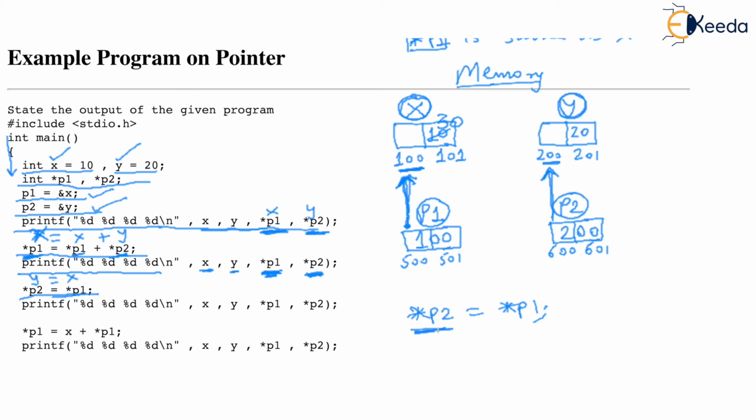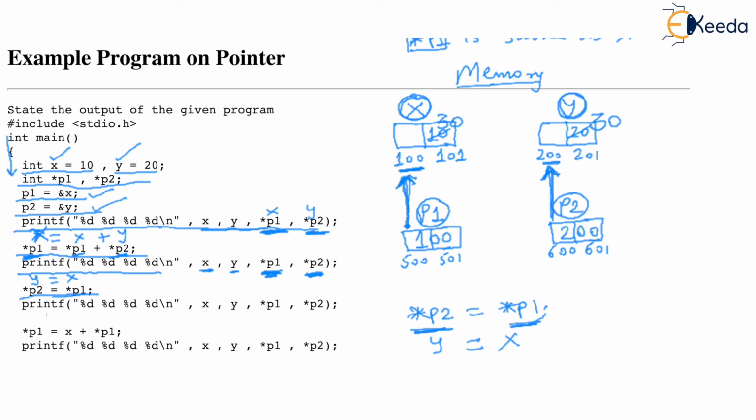The value to which p2 points, whose value is this? y, should become equal to the value to which p1 points, whose value is that? x. So it clearly says y should become equal to x. So y, which was 20, will now become equal to x. x is 30, so y is also 30. And if y is 30, what is asterisk p2? Asterisk p2 is also 30.